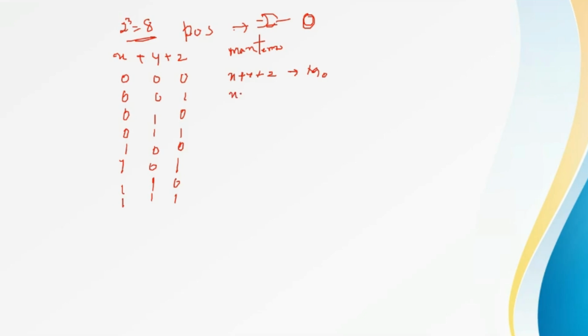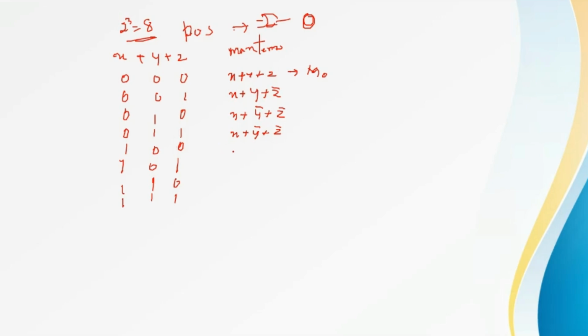Next, x plus y is 0, so we'll take y. Next, plus z is 1, right? So we have to take it as a complement, so it will become z bar. Next, same, x is 0, so we are taking x, plus y is 1, so we have to take it as y bar, plus z is 0, so we have to take it as z. Next, x is 0, y is 1, so y bar, plus z is 1, so we have to take it as z bar.